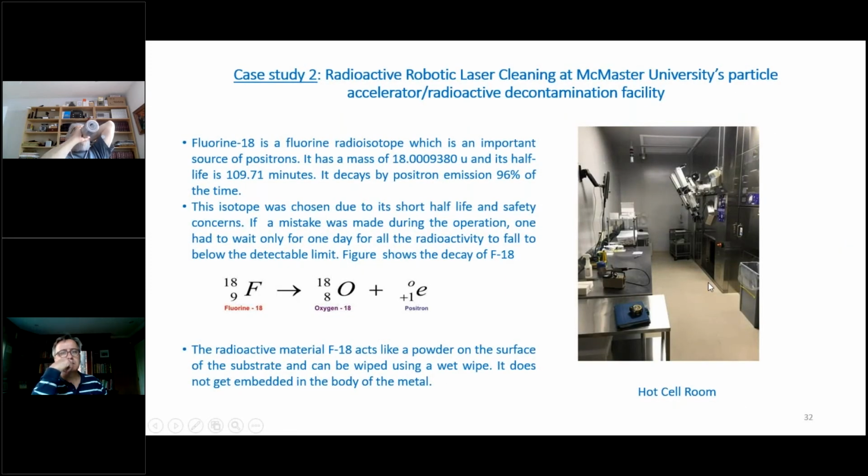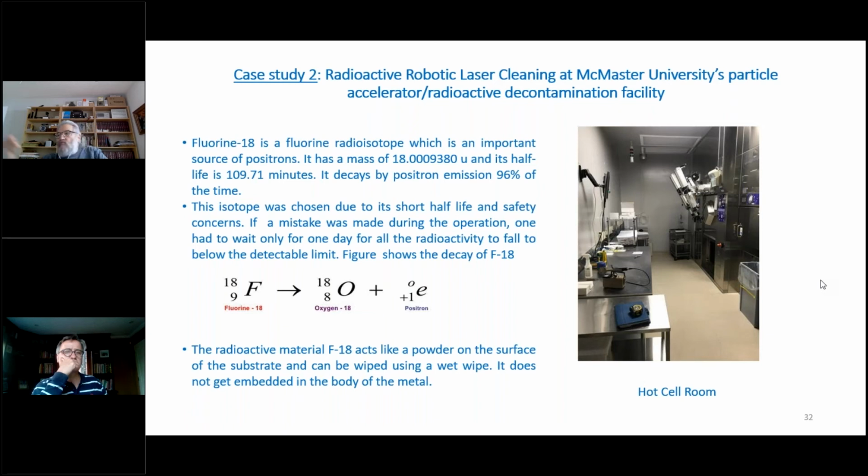And the second case study is a relatively recent one, radioactive robotic laser cleaning at McMaster University, a particle accelerator decontamination facility. McMaster University in Hamilton, Ontario has a hot cell facility. So we made an arrangement to take our laser cleaner with a robot, and they would provide us with the F-18, which is a radioactive material they can make over there. This radioactive material, F-18, has a very short half-life of 109 minutes.